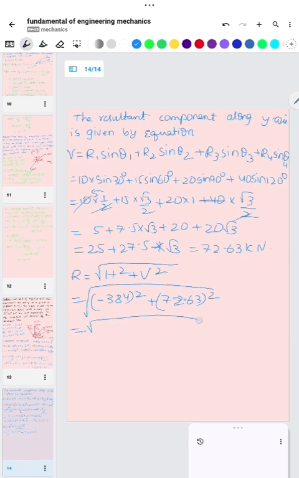So now we will calculate the values. 3.84 square is 14.745 plus 72.63 square is 5275.17. So after calculating the square root value, we will get 72.73. So this is the value.